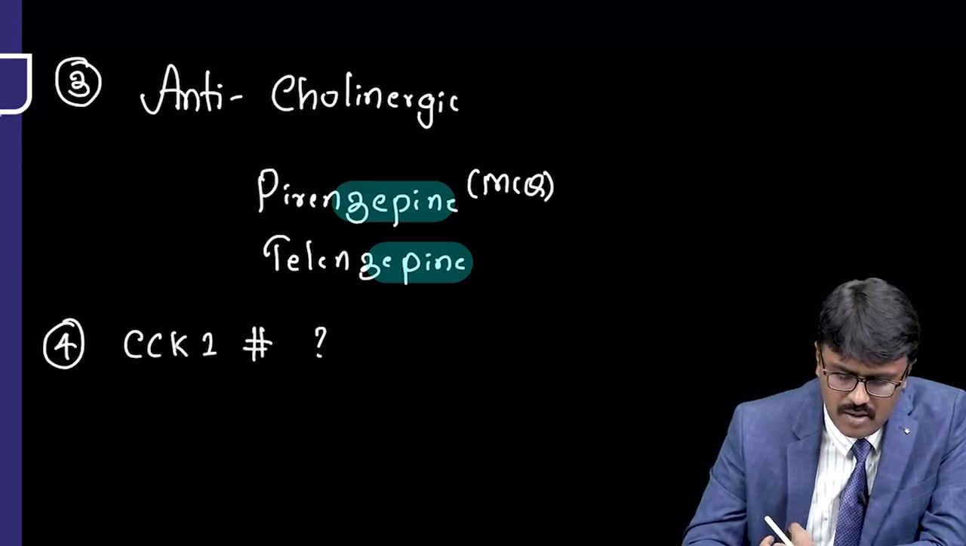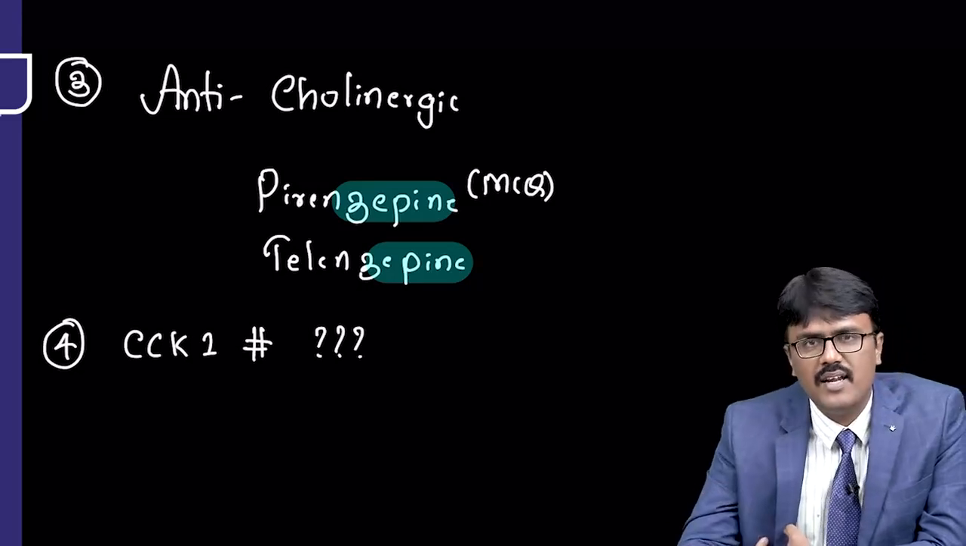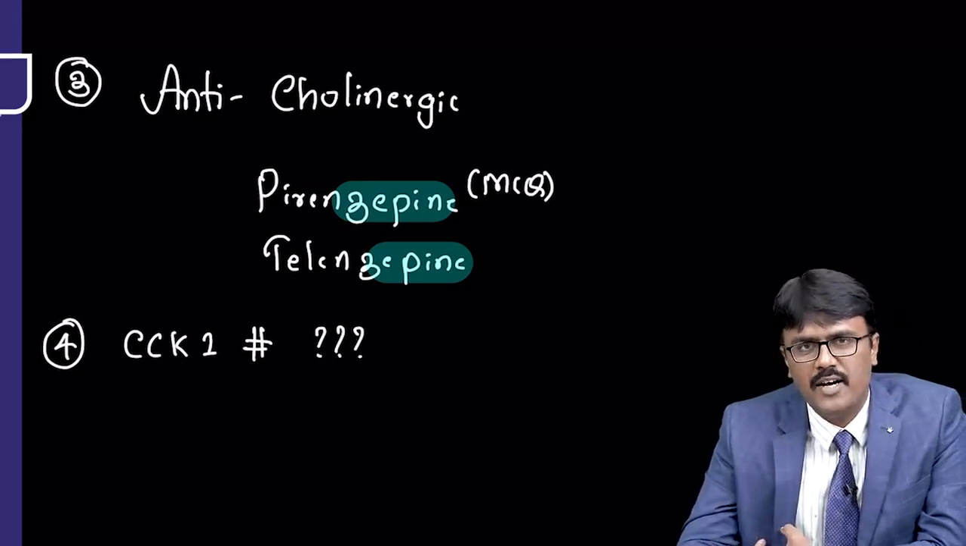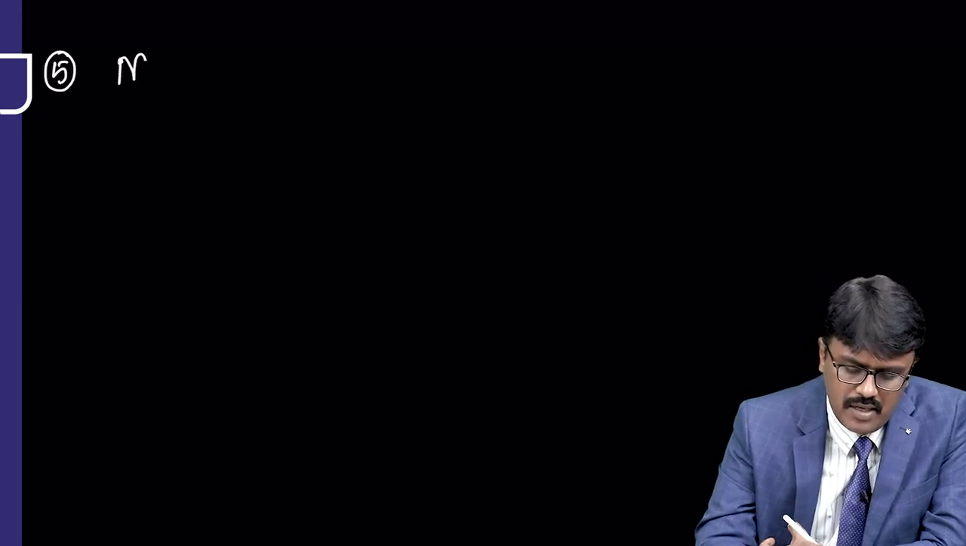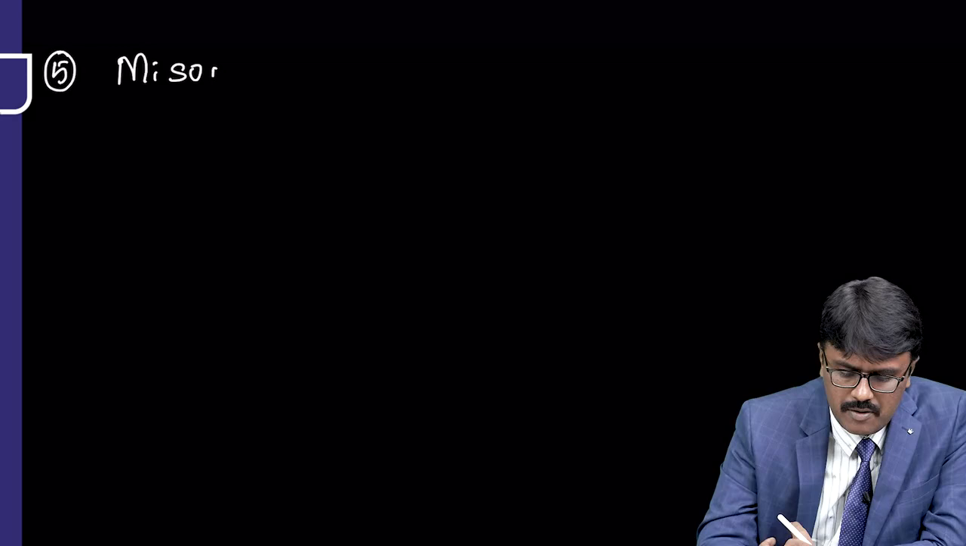Number four, what about blocking cholecystokinin 1? Still the drug has not been discovered, so we are in search of the drug. What about the fifth one? The fifth one is to stimulate prostaglandin. So we have a drug by the name misoprostol.